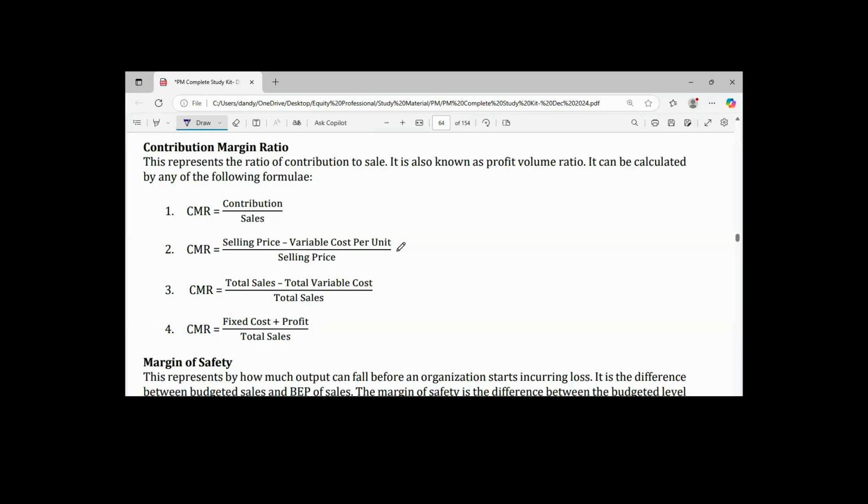If you don't have sales value variable cost, but you are given fixed cost and profits, then the addition of fixed cost plus profit divided by sales will give you the contribution margin ratio. So whichever way, the formula you use will depend on the information available on that day. That's why you have to memorize all the relevant formulas, so that however the question comes, you'll be able to tackle it.